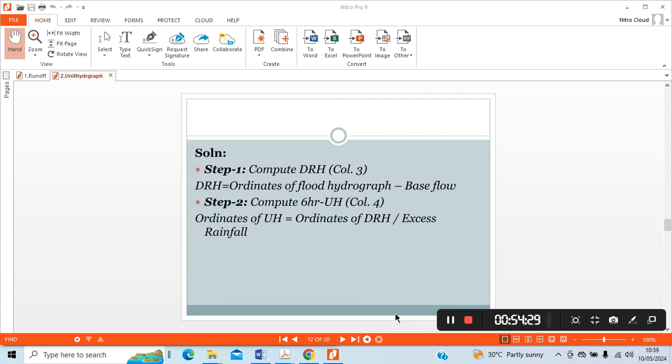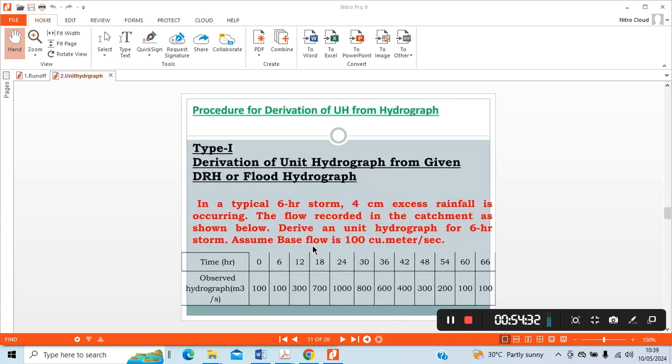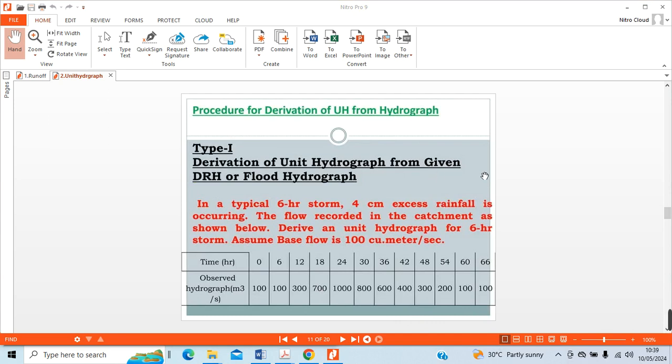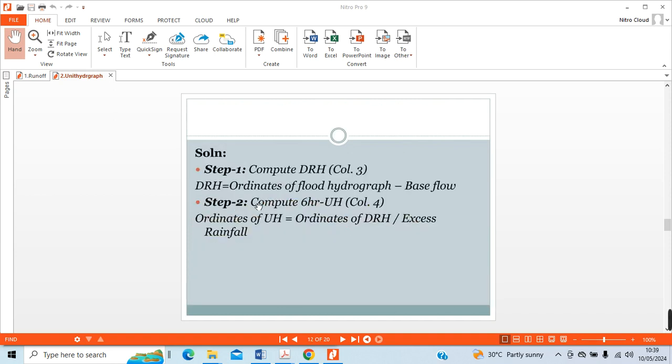Sorry, I will explain again. So you see this one, I understand everything. The derivation of the unit graph from a given DRH is very simple. You simply deduct from this one, the DRH or flood hydrograph. In a typical 6-hour storm, 4 centimeter excess rainfall is occurring. The flow recorded in the catchment is shown below. Derive the unit hydrograph for a 6-hour storm. Assume base flow is 100. So you have to deduct the 100. That's why they are mentioning it here.